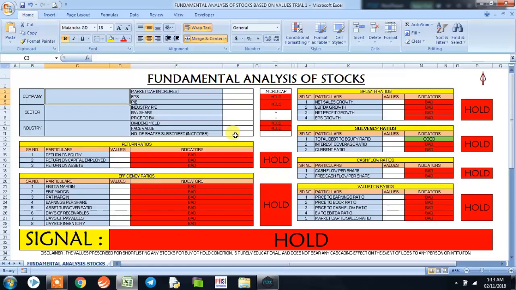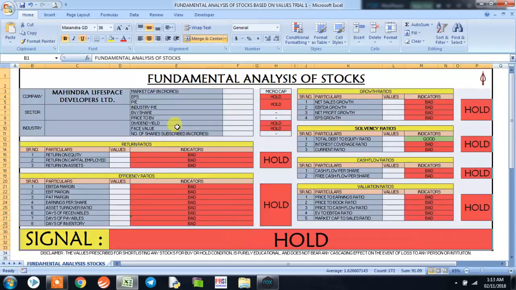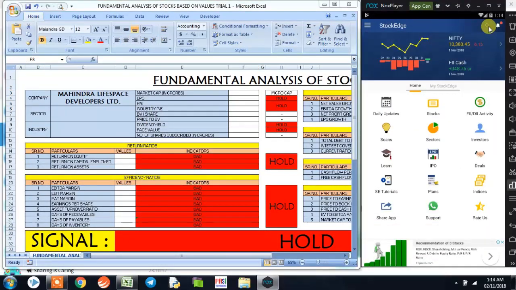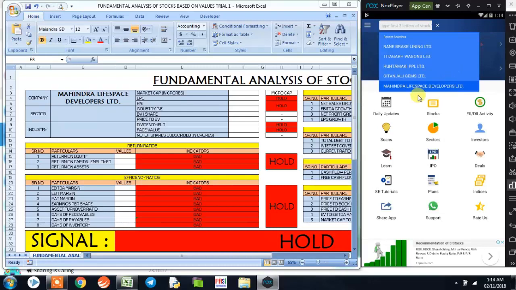The stock on request being taken today is Mahindra Lifespace Developers Limited. The Excel spreadsheet in front of you is an Excel program wherein we put financial data of a particular stock and arrive at a conclusion on whether to invest in that company at this point of time or not. The data are taken from an app known as the Stock Edge app. So let's go to Mahindra Lifespace Developers Limited.